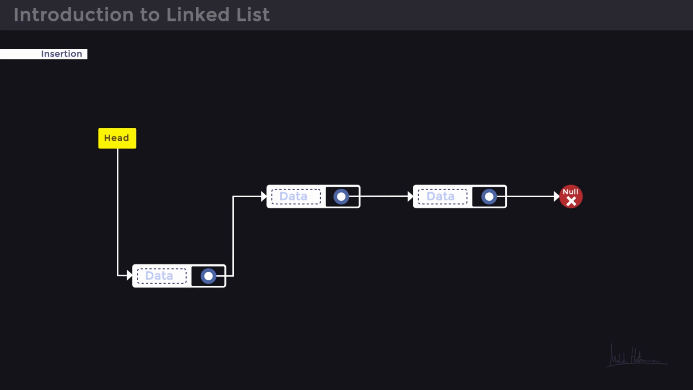Let's take another example for insertion. Again, allocate memory to store the node, then change the pointer of its previous node to indicate the new node, and change the pointer of the new node to the next item in the list.